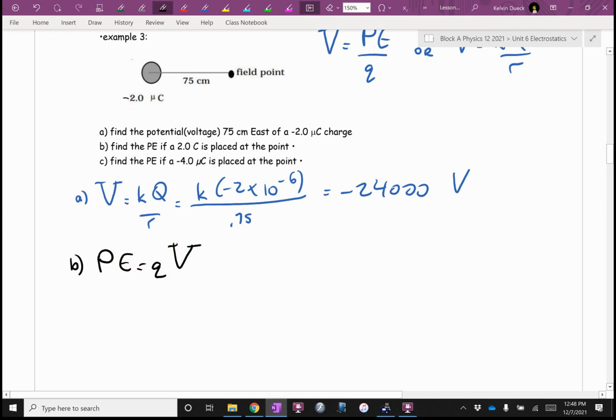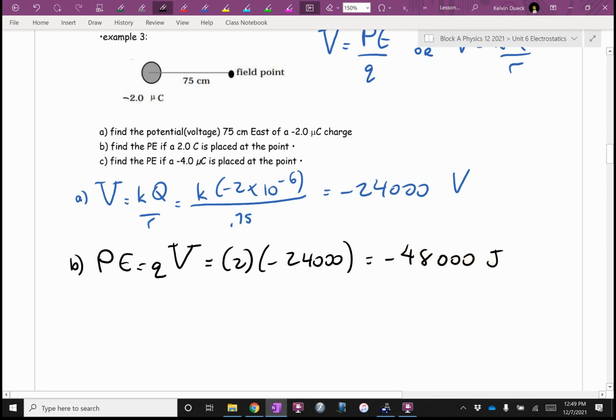By the way, this is the equivalent of this. The shorter version of potential energy, not the cosmic one. What's Q? Huge. Positive 2 coulombs. That's a massive charge. Don't touch it. You'll die. What's the voltage? Negative 24,000. And I get, without a calculator, negative 48,000 joules.